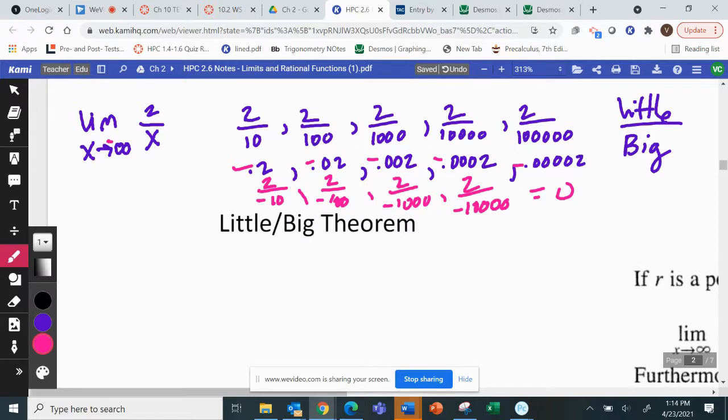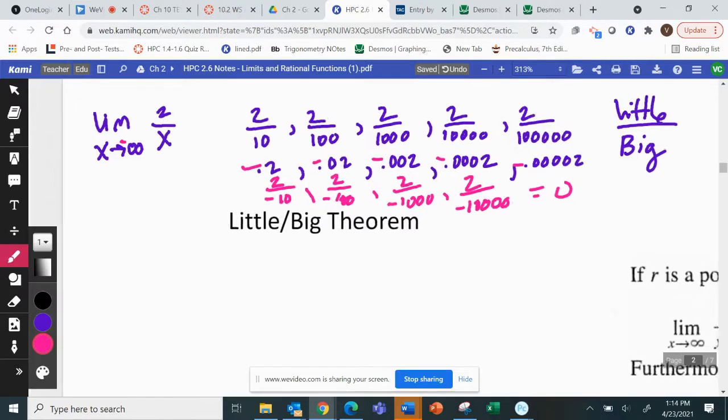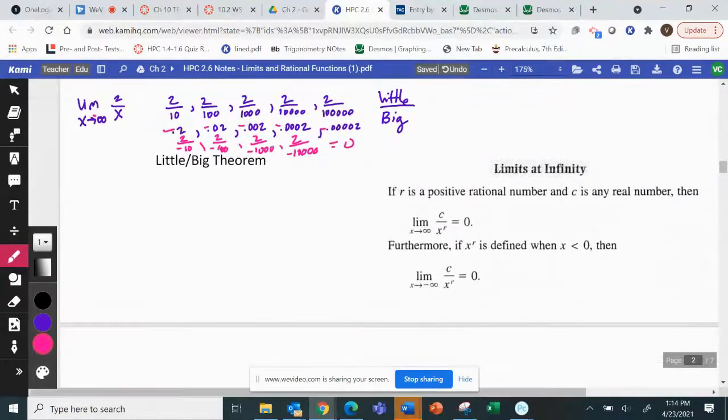So this is what the little over big theorem is saying, or if you want to use the actual calculus theorem right here, it's saying as x approaches infinity, when we have some constant over x to a power, it's always going to go to 0. And that's the same for negative infinity.